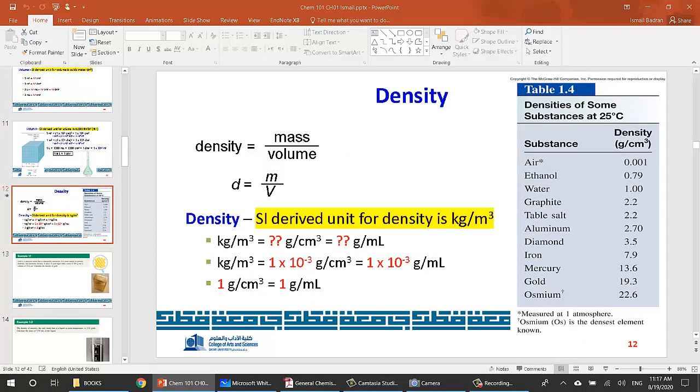Now, densities of materials are different. The density of water, everybody knows, is 1 gram per mil. But some materials have lower densities. For example, wood has a density less than water. That's why wood floats over water. While some other materials, like iron, mercury, and gold, metals, have higher densities. Especially mercury, it has a very high density.